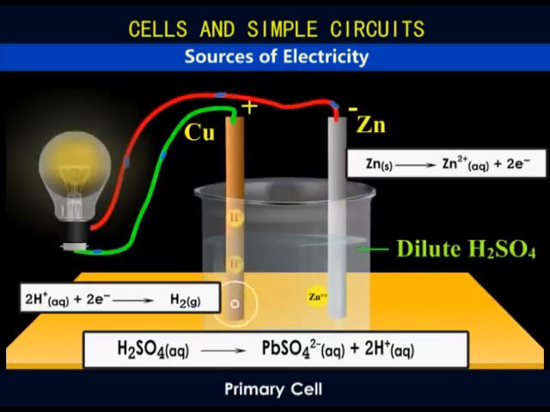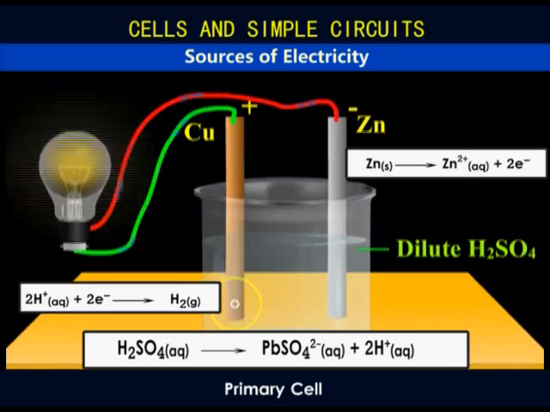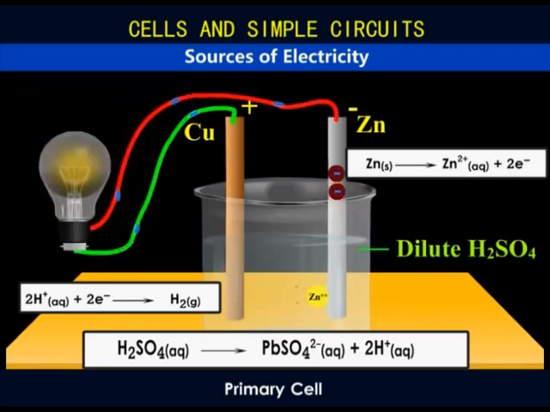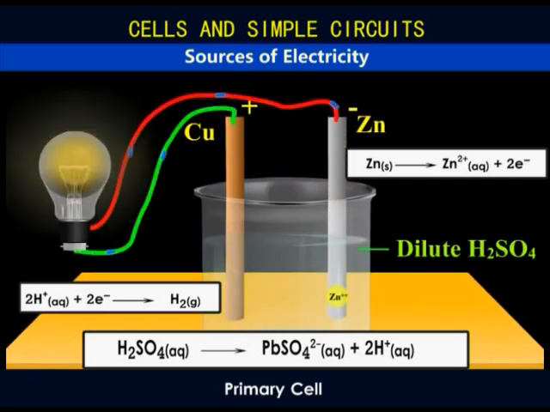The gas bubbles accumulate around the copper electrode in what we call polarization. This creates resistance to current flow. Meanwhile, the zinc electrode is corroded by the acid in what we call local action. So polarization and local action are the main problems of these cells.